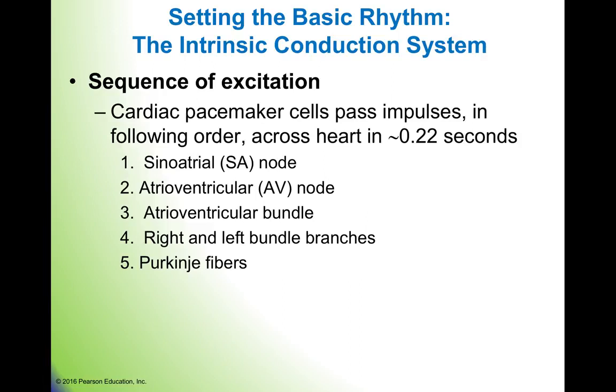To pass these electrical impulses from the SA node all the way to the Purkinje fibers, it takes about 0.22 seconds. So we'll pick up these concepts, where each of these structures is located within the heart, and how they actually use the gap junction to spread the electrical impulses. We'll discuss this in the next PowerPoint.